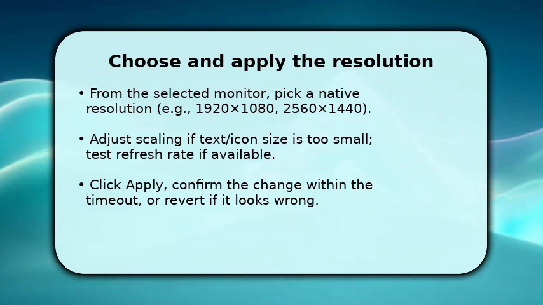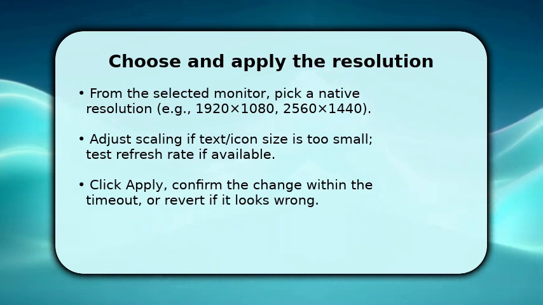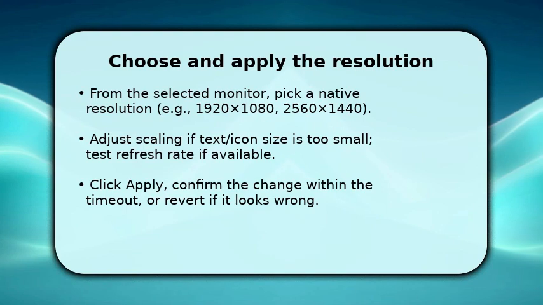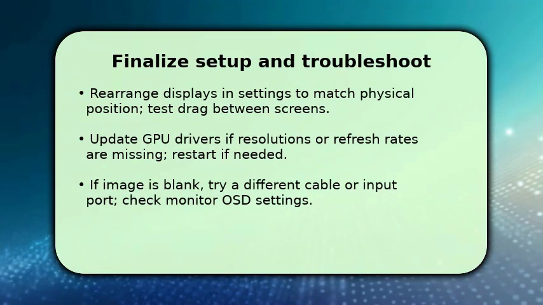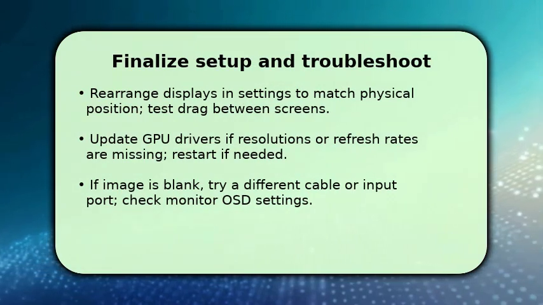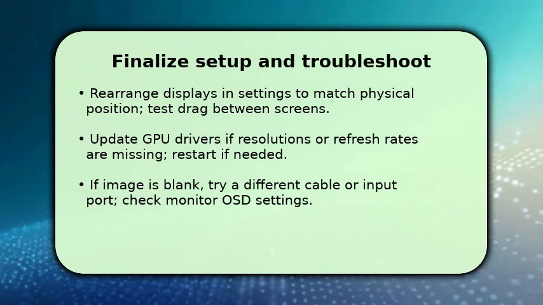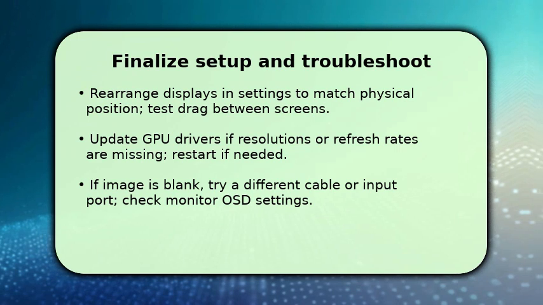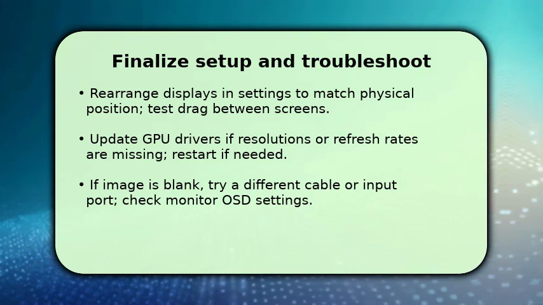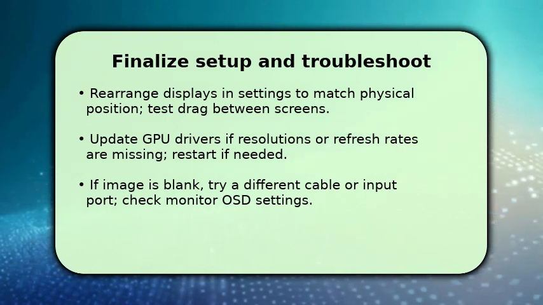After choosing settings, click Apply and watch the preview. Confirm the change, or the system will revert automatically if you don't accept it. Once the resolution and scaling are set, drag the screen icons in settings to match their physical layout so the cursor flows naturally. Make sure you apply and save any changes, then test by moving windows between displays.